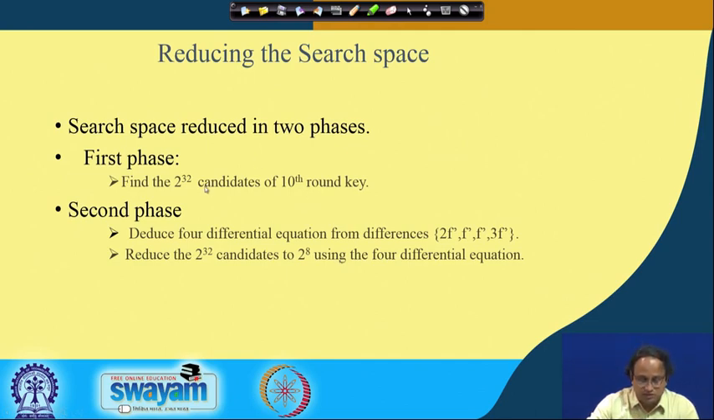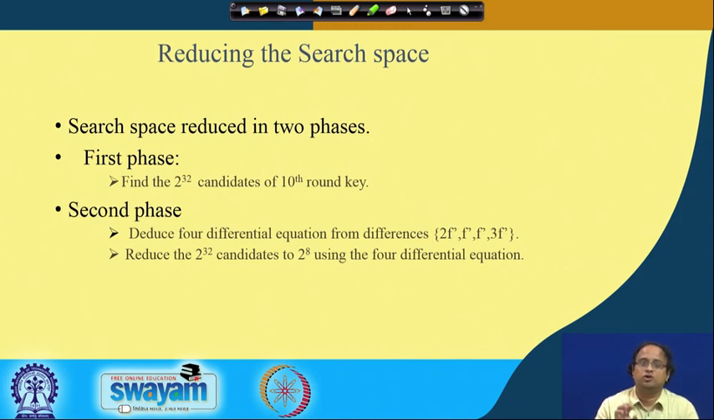In the first phase, we have seen that we find the 2 power of 32 candidates of the 10th round key, but in the second phase, we shall deduce 4 further differential equations which we had neglected in the previous attack. If you remember the propagation, in the 9th round there were also certain equations among the faults which we did not exploit in the attack. We just considered the final equation sets which we exploited in the attack. So, they also had relationships like 2f', f', f' and 3f'.